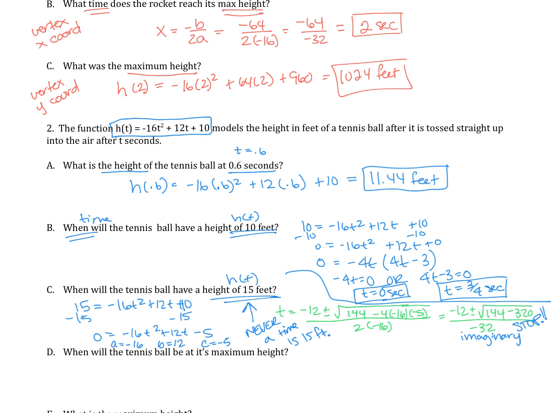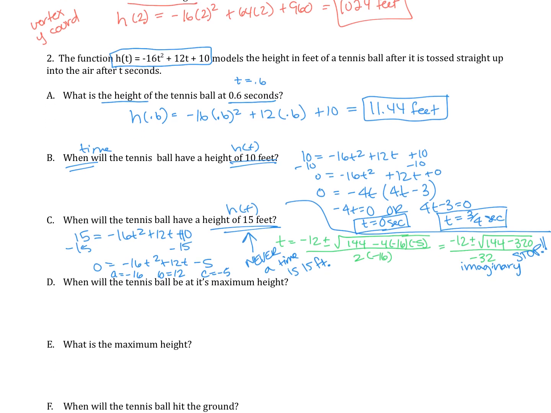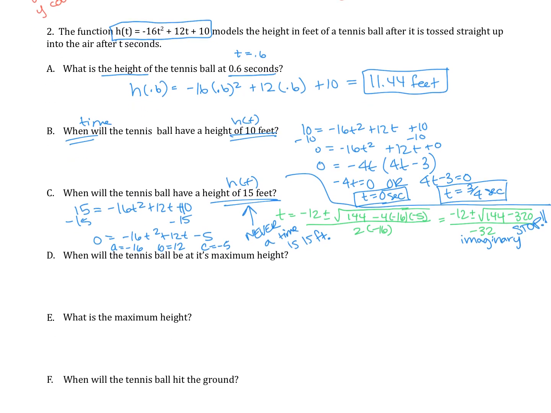So then it says, when will the ball be at its max height? Let me slide this up a little bit. So what is the max height? If it's never going to get to 15, it's going to be something a little bit less than 15. Let's go find it. Remember, this is the x coordinate of my vertex. That's with the when. The when is the time. So it's the x coordinate of my vertex.